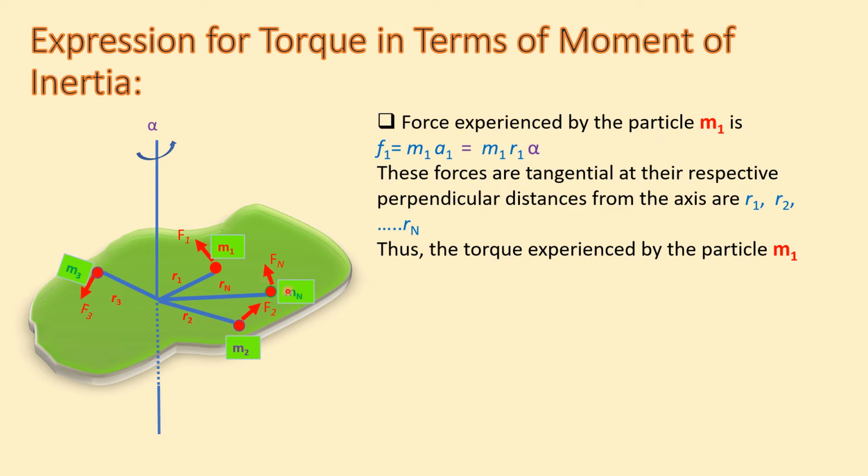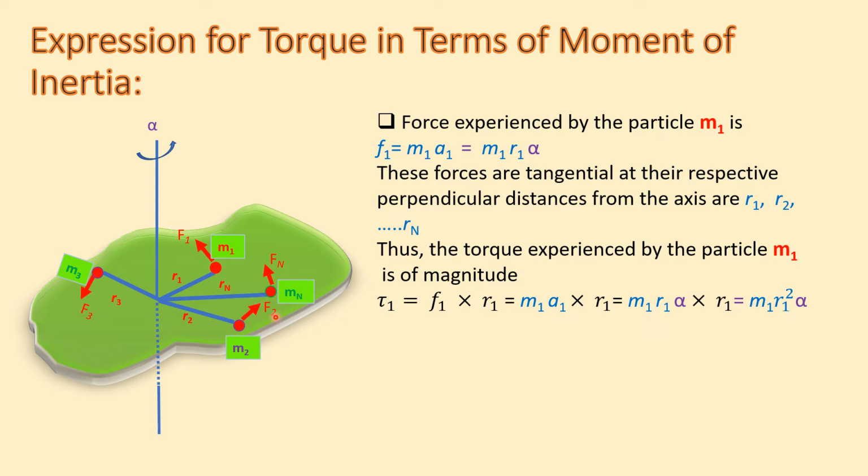Thus, the torque experienced by mass particle m1 can be written in magnitude as torque 1 is equal to F1 into r1. This is the formula for the torque, that is, force into perpendicular distance. The force acting on mass particle m1 is given by m1 r1 alpha. So it is written over here, and then multiplying with r1, we get the value of torque 1 as m1 r1 square alpha.